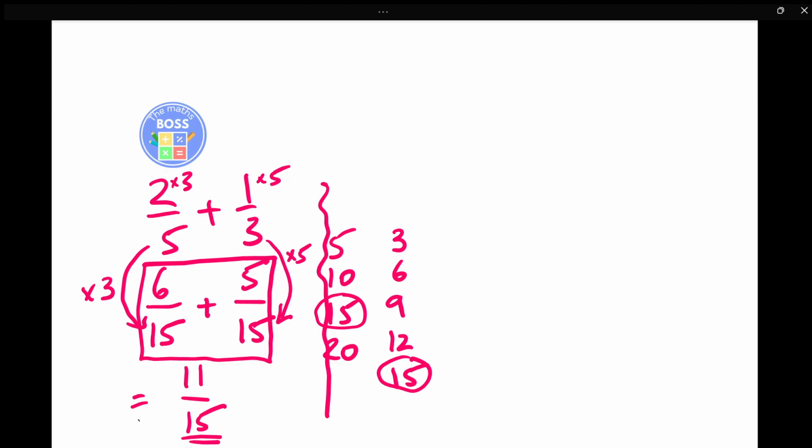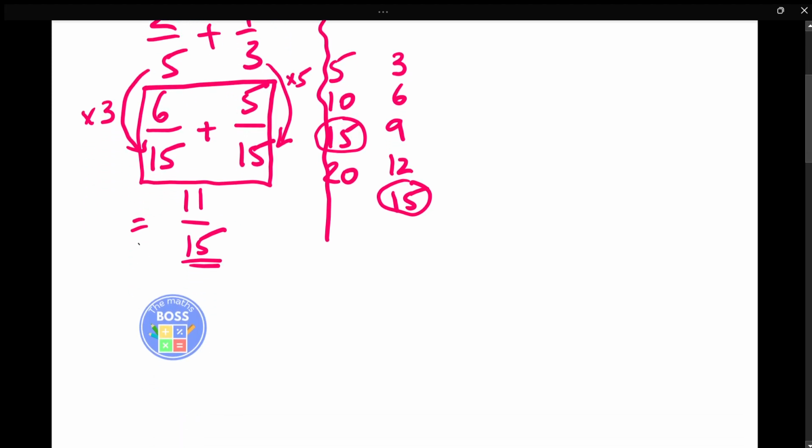Let's have a look at the second method on how to add two fractions. The next method, again, is making the denominators the same. So let's use the same question to keep some consistency. 2/5 add 1/3.